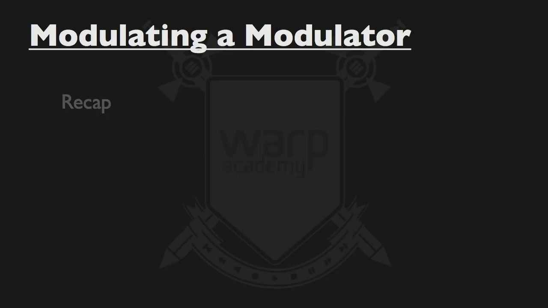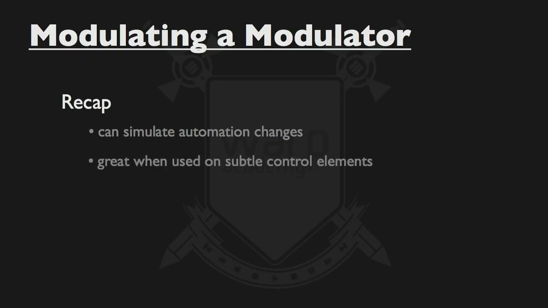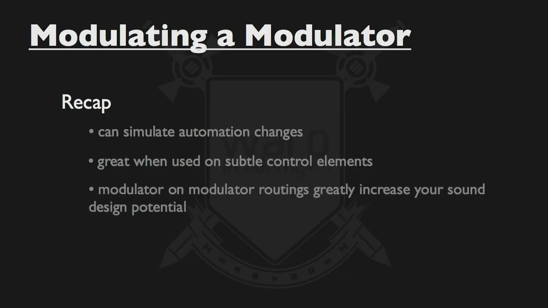You can quickly hear how this kind of mapping can simulate automation changes that might traditionally be done with a mod wheel, etc. It's an extremely powerful tool, especially when used to automate subtle changes or control elements like panning. The ability to map a modulator to another modulator greatly increases your ability to program complex sounds.